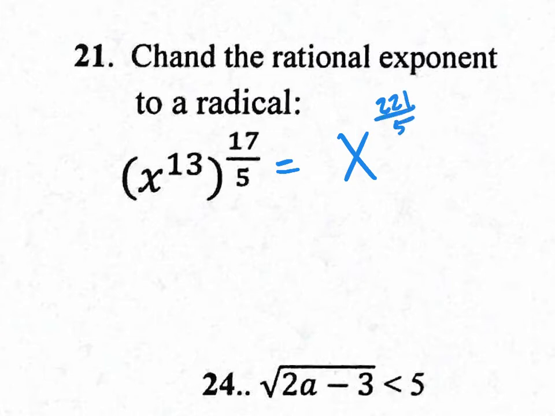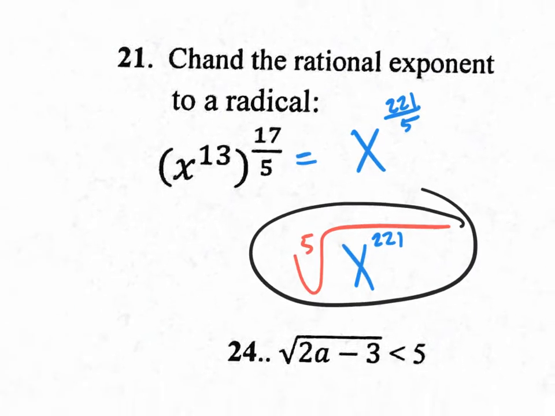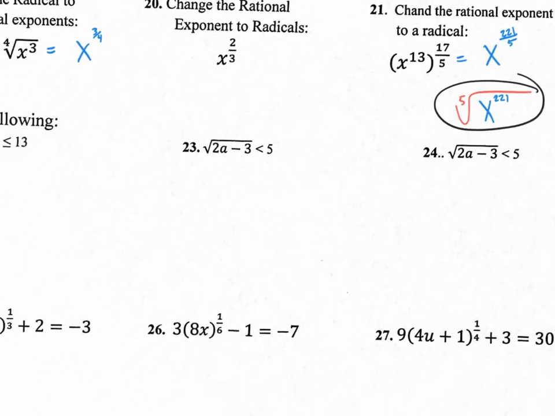So what does that mean? That it's going to be the fifth root of x to the power of 221. So that's your final rational exponent changed to a radical: the fifth root of x to the 221. Moving on to number 23.